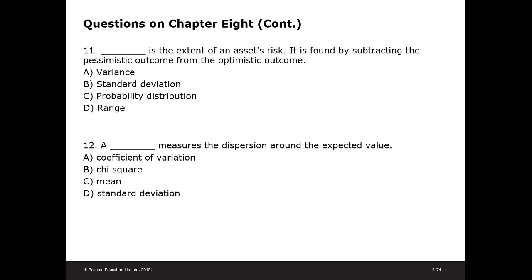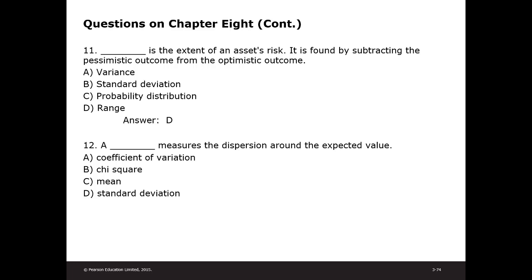Which of the following is the extent of an asset's risk? It is found by subtracting the pessimistic outcome from the optimistic outcome. Whenever we are subtracting the worst outcome from the best outcome, we are calculating something called the range. So the answer here will be D.